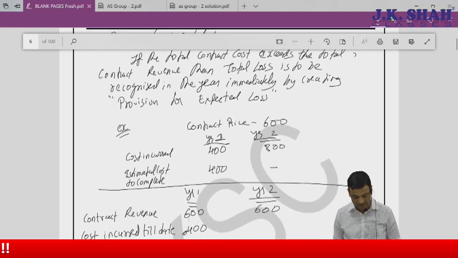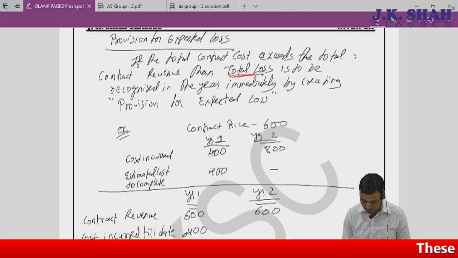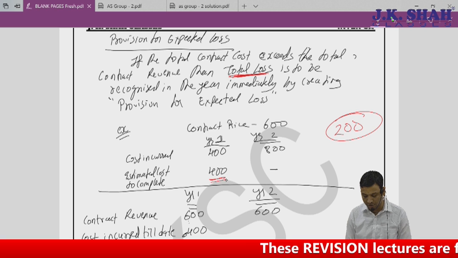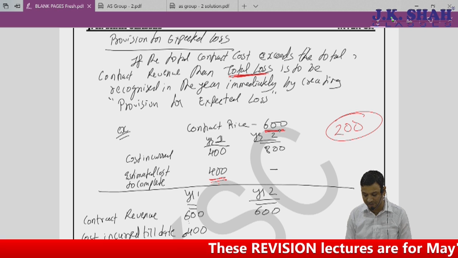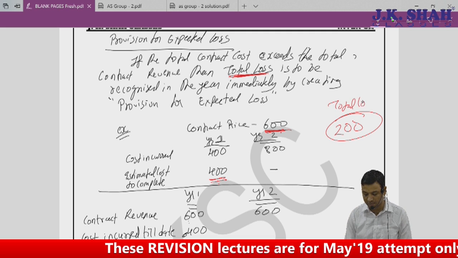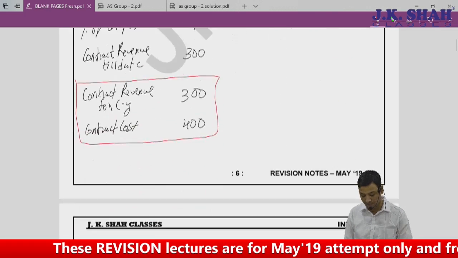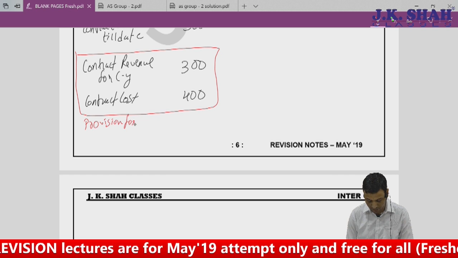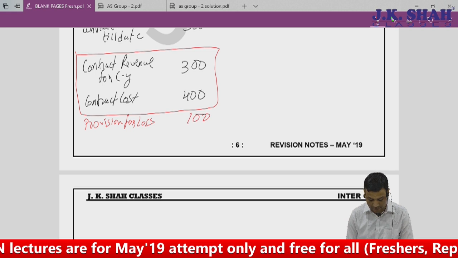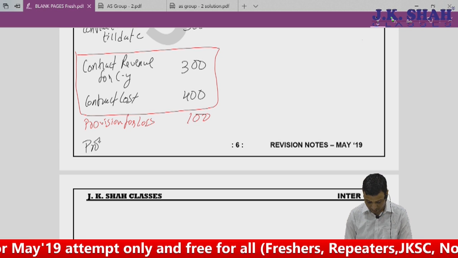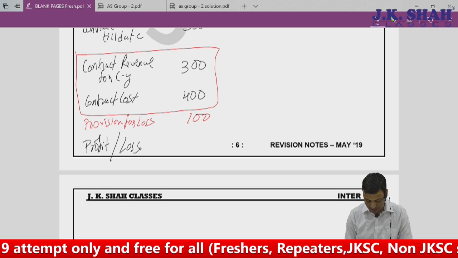But what does the standard say? The standard says total loss on that contract, if you look properly, your total loss is 200. How did I get 200? Your total cost here is 800, your contract price is 600, so total loss is 200. So what will I do? I want a total loss of 200, so I will create a provision for loss. So what is the provision for loss? 100. So then I will get profit or loss.